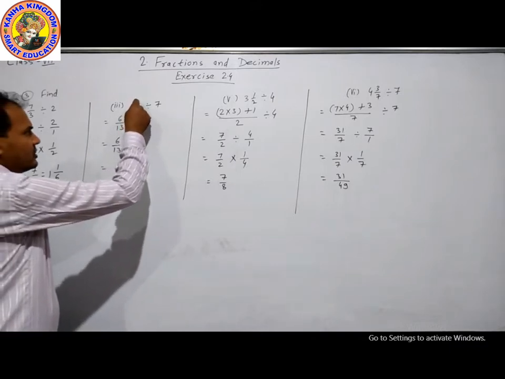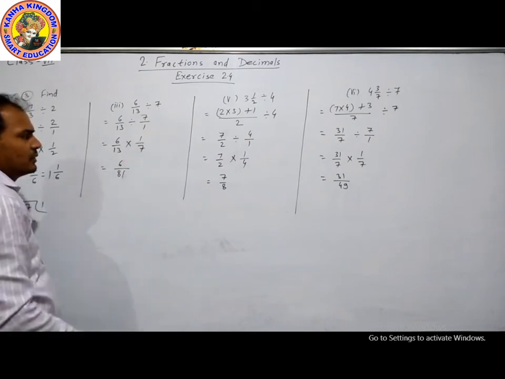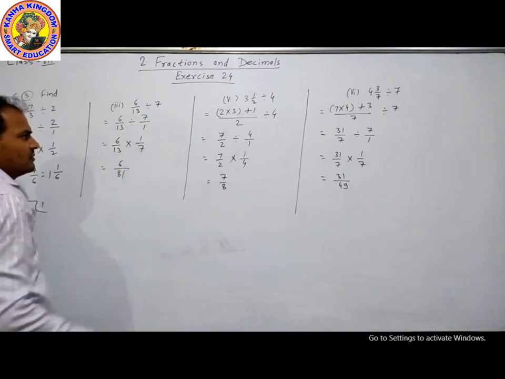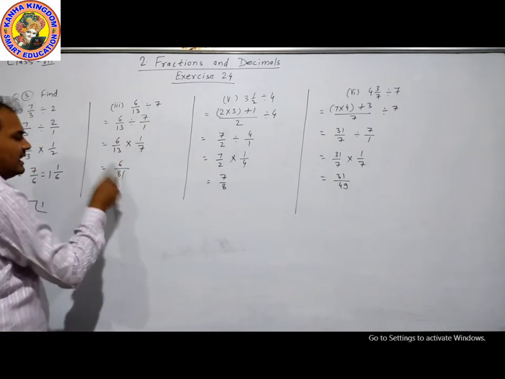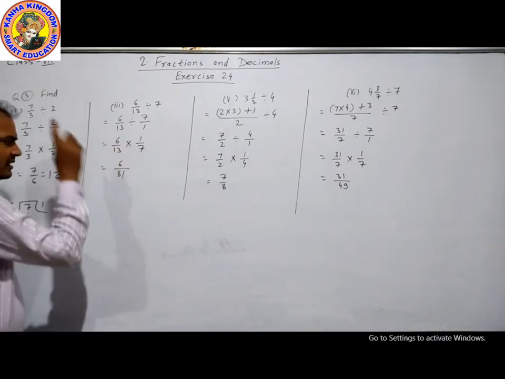Another question is 6 by 13 divided by 7. 7 can be written as 7 upon 1. Divide will be changed into multiply, the reciprocal of this is 1 by 7. 6 into 1 is 6, 13 into 7 is 91.